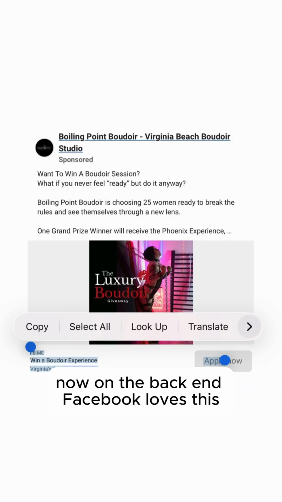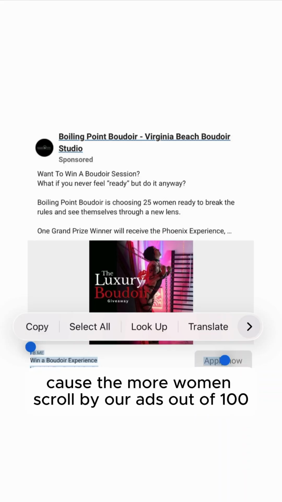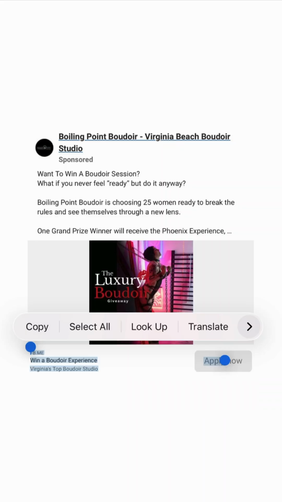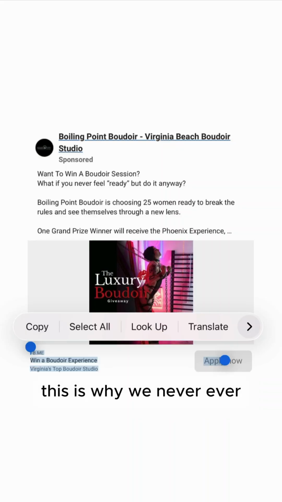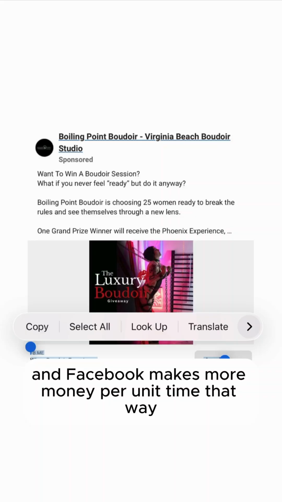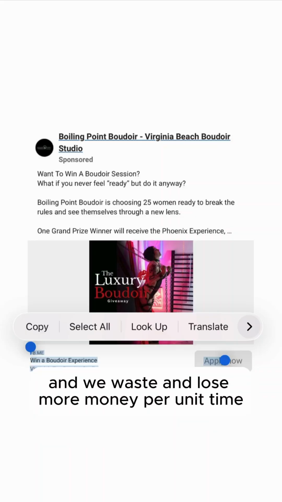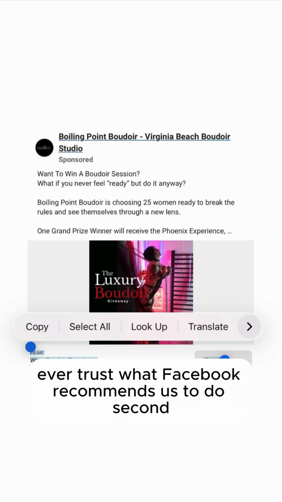Now, on the back end, Facebook loves this because the more women scroll by our ads out of 100, lowering our unique CTR all, Facebook can serve more ads per unit time. Facebook makes more money per unit time that way, and we waste and lose more money per unit time. That's why we never ever trust what Facebook recommends us to do.